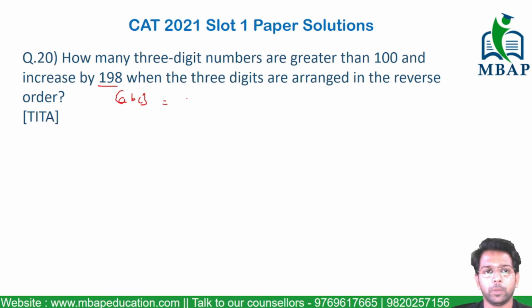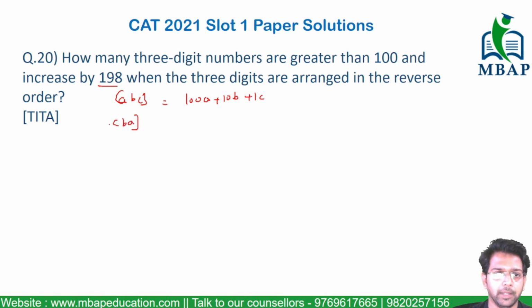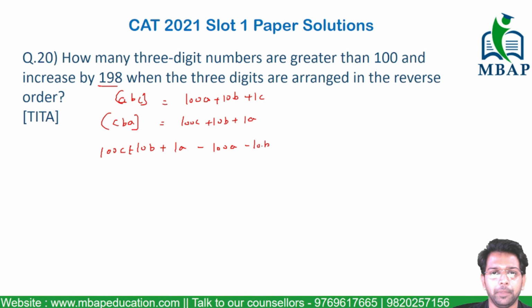So this value will be how much? This is 100A plus 10B plus 1C. If you reverse this, the number will become CBA, which is 100C, 10B will remain the same, and 1A. And they are saying the difference, which is 100C plus 10B plus 1A minus 100A minus 10B minus C, should be equal to 198.